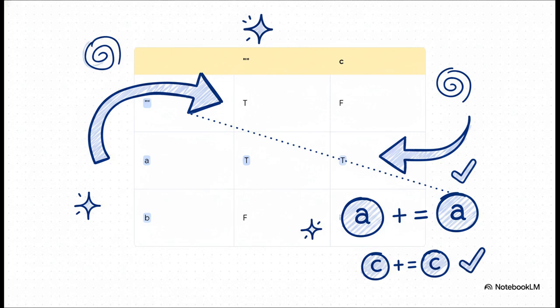Okay, now for the next cell over. This one asks if S1's A and S2's C can form S3's AC. To get here, we would have had to come from the left. Does S2's C match the character we need from S3? It does. And since the cell to its left is true, this one becomes true too.